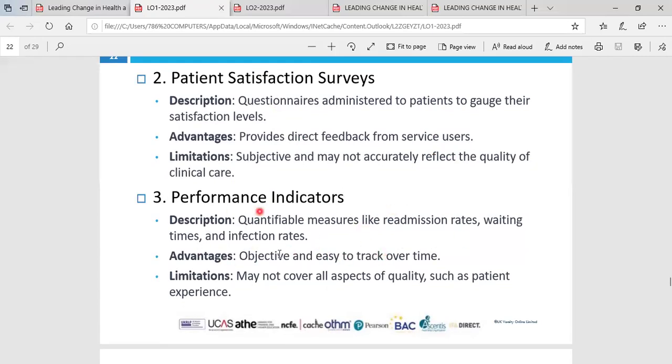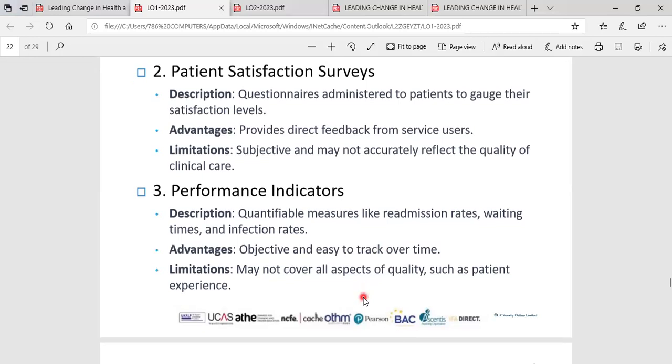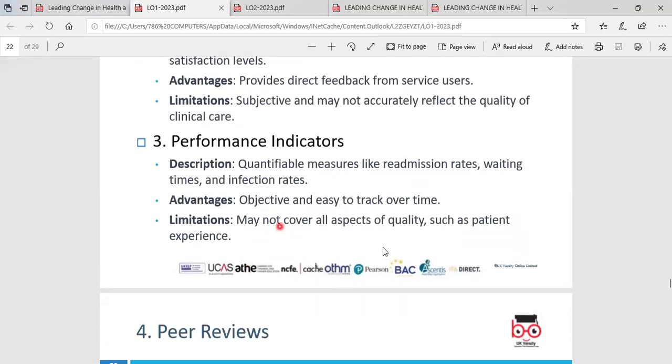Performance indicators, so quantifiable measures like readmission rates, waiting times, infection rates. Again, you can have these indicators there. The advantage is that it's objective. It's not subjective. It's easy to track over time. It gives you numbers. It may not cover all aspects of quality, such as patient experience, because it is more objective.